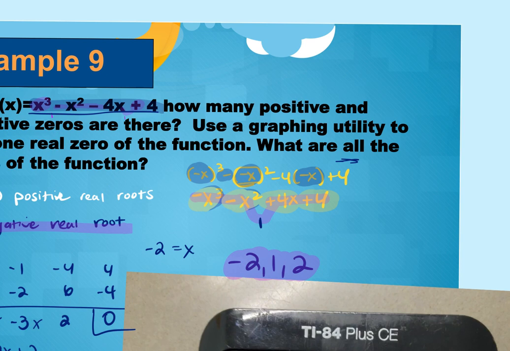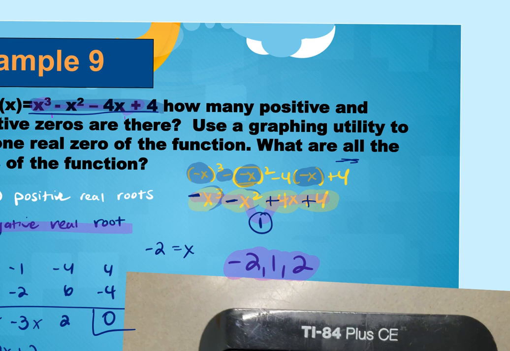Then from here, we're going to count our sign changes. So it started negative, stayed negative, switched to positive. That was one sign change. Stayed positive. So one sign change means one negative root. Okay, so you make all the x's negative. And then you count your sign changes again.